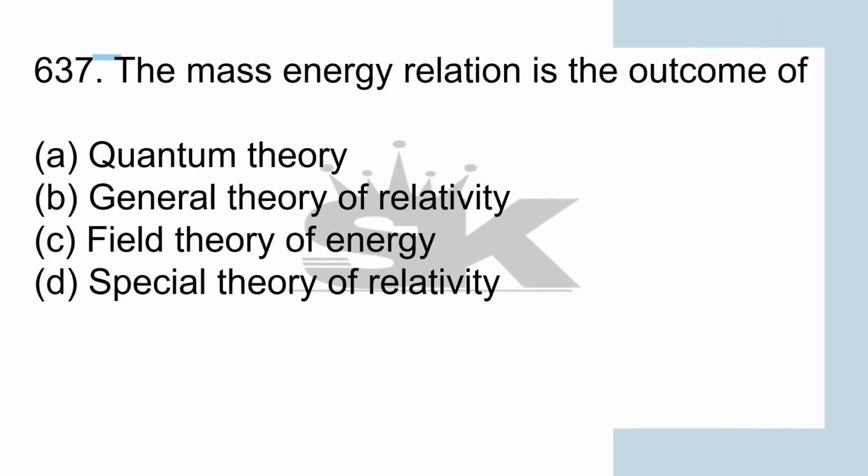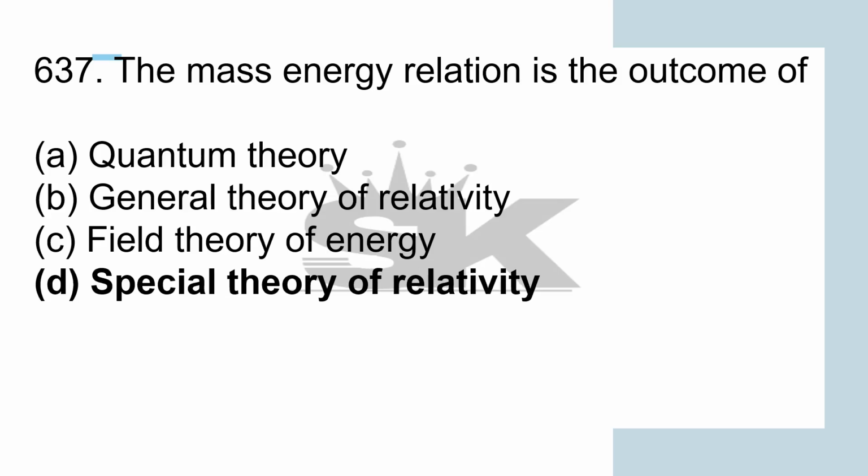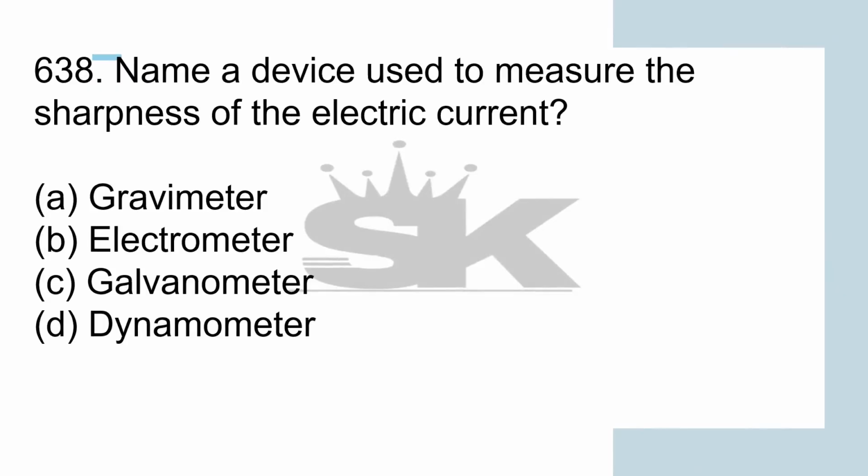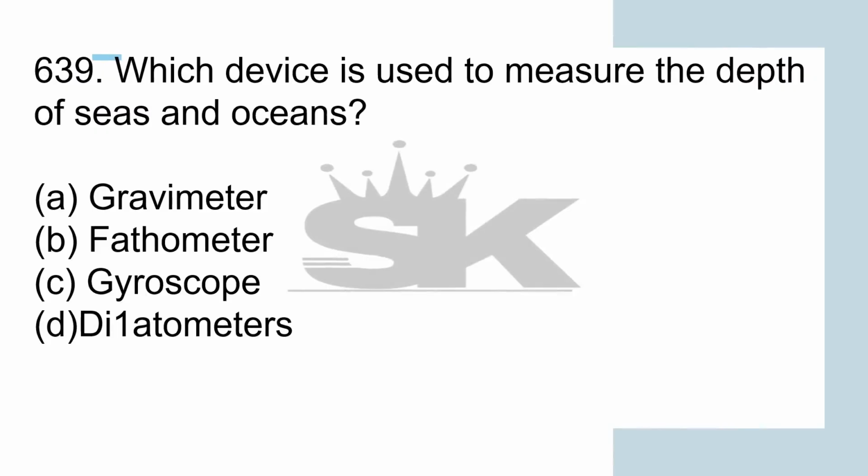The mass energy relation is the outcome of special theory of relativity. The equation is E equals mc square. Everyone knows that, right? Name a device used to measure the sharpness of electric current. Answer is galvanometer. Which device is used to measure the depth of seas and ocean? That is bathymeter.